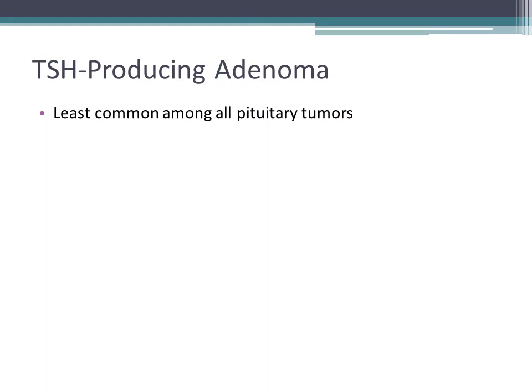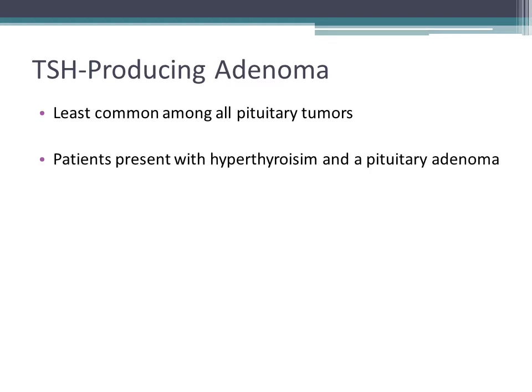Moving on to the last type of secretory tumor, which is the TSH producing adenoma. It's the least common among all pituitary tumors, and as I've mentioned, I've seen only 2 cases in my career so far. Patients present with hyperthyroidism and pituitary adenoma. Hyperthyroidism, classic features, when you do the testing, you will find that they have elevated TSH, and they will also have elevated T4 and T3. Patients also have a goiter because the high TSH stimulates growth of the thyroid gland.